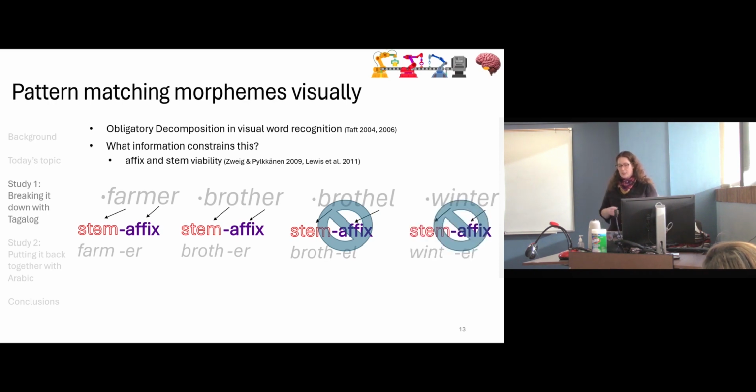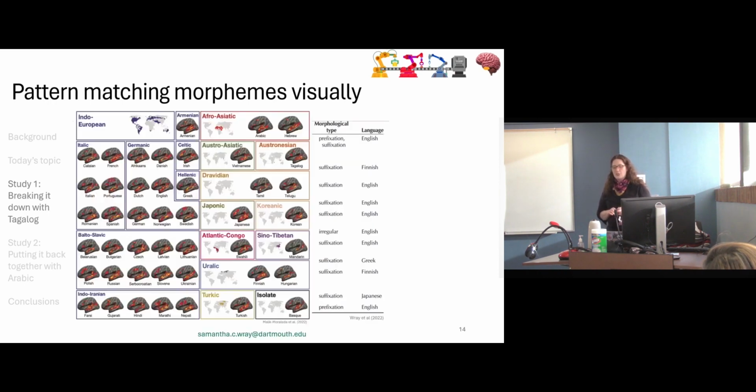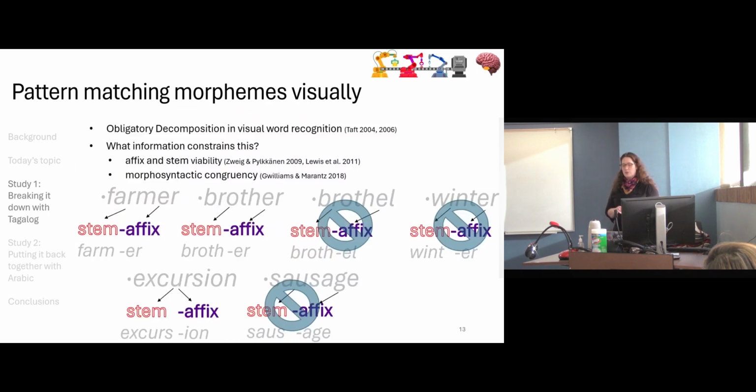Similarly, winter is not automatically decomposed here because went is not a potential stem. Okay, we've never seen words with went. Now, we can go a little bit deeper into this and find out that also things that are suggestive of morphosyntactic role are automatically decomposed. So what do I mean by that?